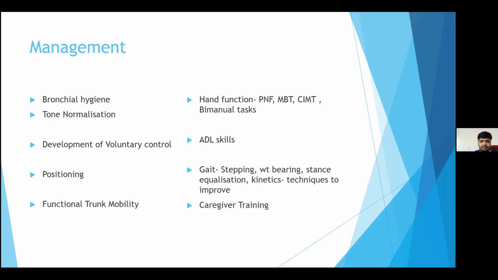so that early weight bearing and tone normalization can happen. And then you work on development of voluntary motor control through functional tasks, appropriate positioning, especially of the shoulder and the other joints, positioning of the ankles, using resting splints wherever indicated, work on the functional trunk mobility, develop hand function through facilitatory techniques, but also judicious use of mirror box therapy and constraint-induced movement therapy.